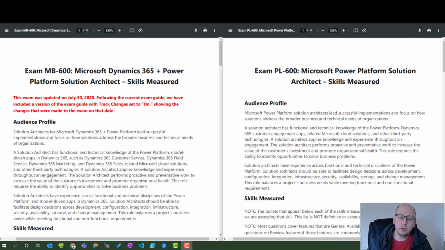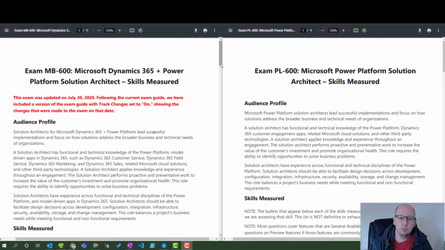Because this will give you a really good indication as to what will be on the exam. I always recommend going to the skills measured for any exam that you may take, because this will give you some insight into what you need to prepare for the exam. So these are the two skills measured. On the left we have the MB600 and on the right we have the new PL-600.